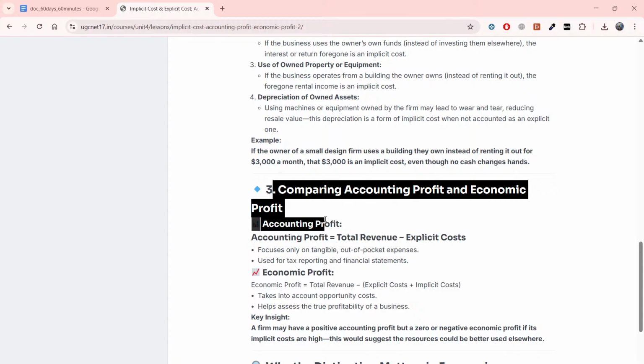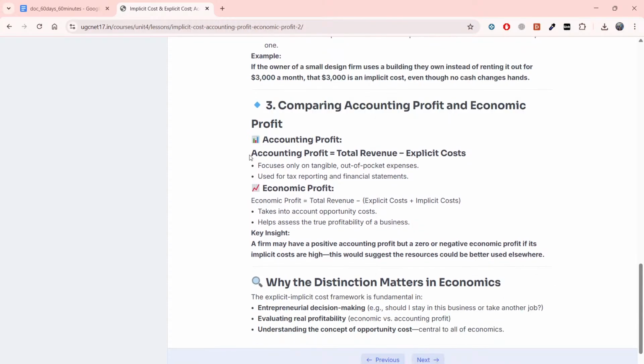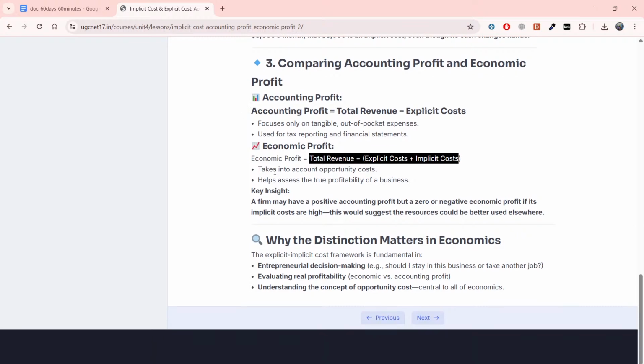कंपेयरिंग अकाउंटिंग प्रॉफिट एंड इकोनॉमिक प्रॉफिट। अकाउंटिंग प्रॉफिट में टोटल रेवेन्यू माइनस एक्सप्लिसिट कॉस्ट होता है। इकोनॉमिक प्रॉफिट में टोटल रेवेन्यू माइनस एक्सप्लिसिट कॉस्ट और इम्प्लिसिट कॉस्ट भी माइनस होता है। So this is the difference between economic and accounting profit. Simple.